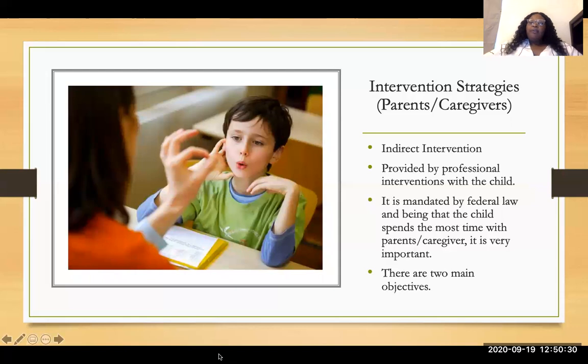Intervention strategies for parents and or caregivers. There are two types, which are indirect intervention and direct intervention. Indirect intervention is provided by professional interventions with the child. It is also mandated by federal law, and being that the child spends the most time with the parents and or caregivers, it is very important. There are two main objectives of this intervention.